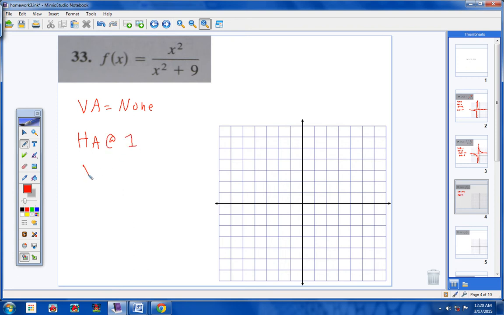Now the x-intercept. Okay, the x-intercept is when you take the numerator and set it equal to 0 and solve, and you do get 0. Okay? Now, the y-intercept is when you put a 0 everywhere there's an x. So we'll put a 0 here and a 0 here. Okay? Well, 0 squared is 0. 0 squared plus 9 is 9. 0 over 9 is just 0. Okay? So we really don't have a lot of information, to be honest with you.